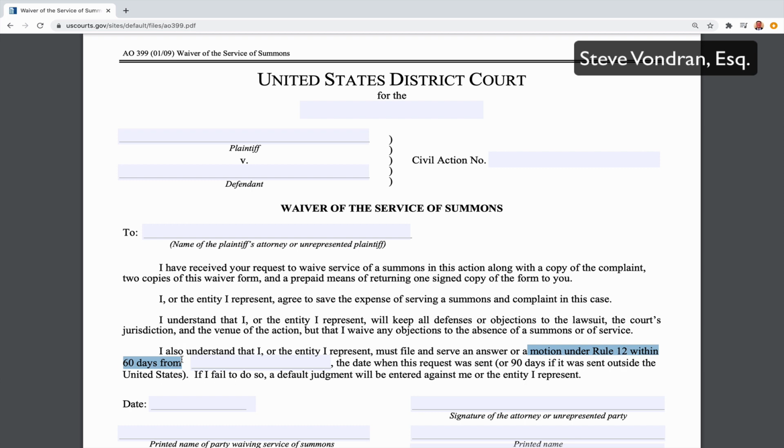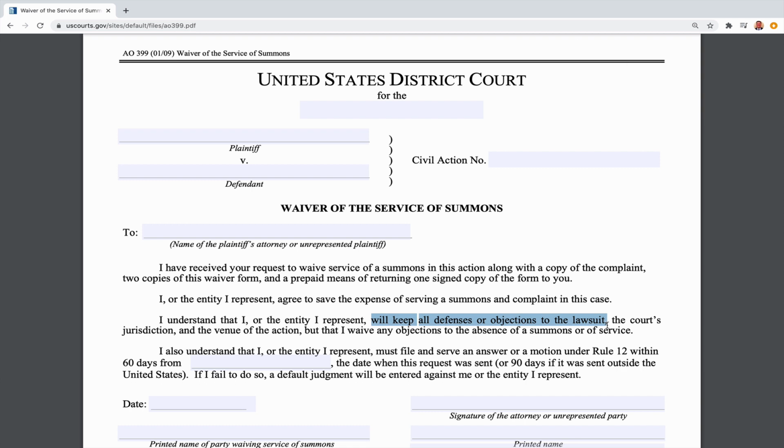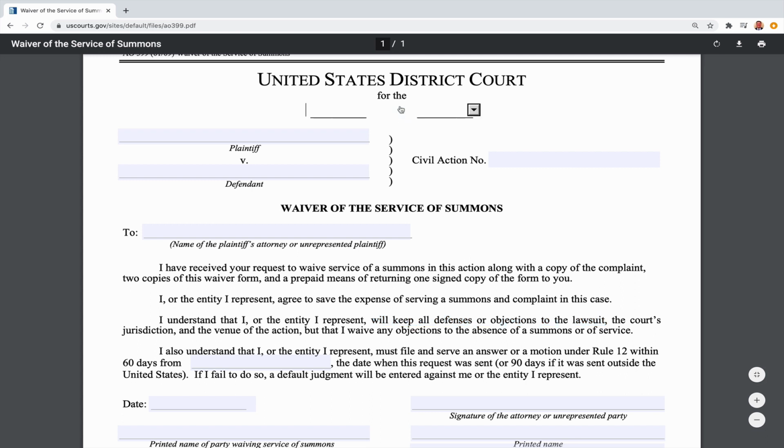As it says here, even though you accept the waiver of summons, you say, that's fine, I'm served, fine. You will keep all defenses or objections to the lawsuit. So you're not waiving all your rights. You're not waiving all your defenses. You're just saying, look, I'm going to cooperate. I'm going to agree to accept the complaint, service of the summons from the court, and I'm going to get 60 days to answer or file a motion under 12b. So it's pretty cool. You can see here, it's very simple. You put in your district court, it's fillable, put your plaintiff, your defendant, your case number, and so forth and so on.